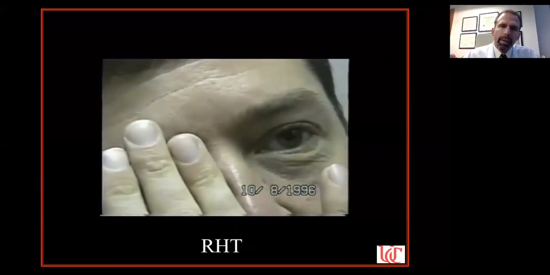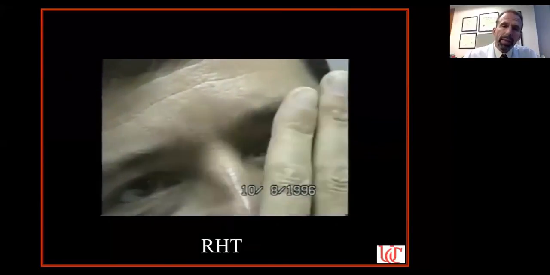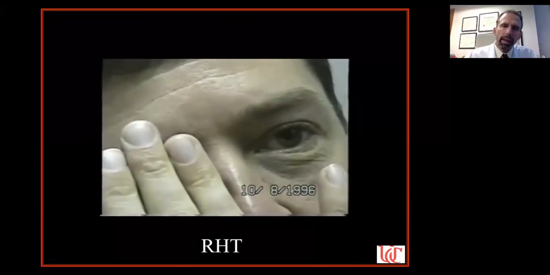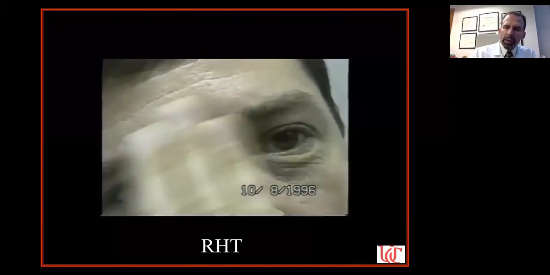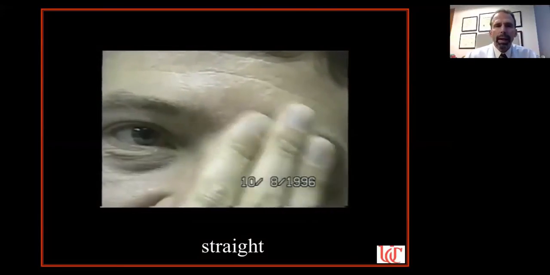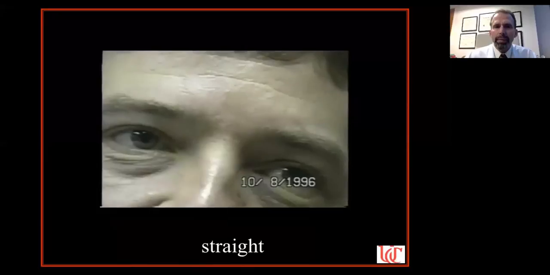What about when he tilts his head to the right? Bigger. See the misalignment? Watch. Now I'm doing a cross-cover test because it's just easier for you to see it in the video. He is tropic with a cover-uncover test. What about when he tilts his head to the left? The letters come together, and he has no significant misalignment.